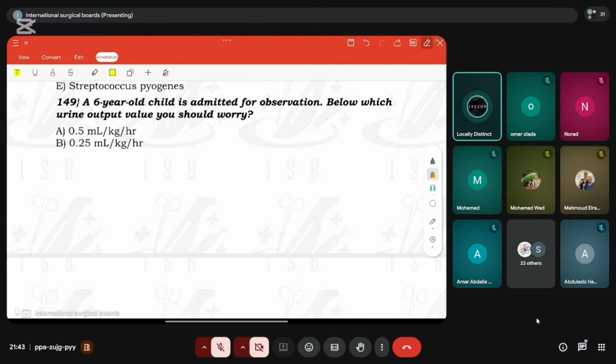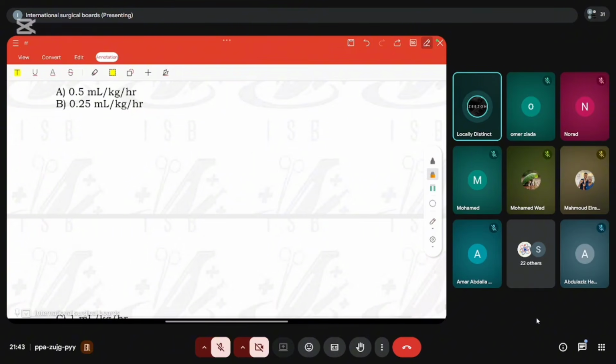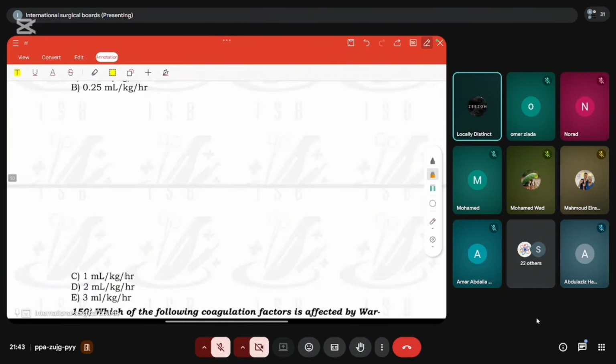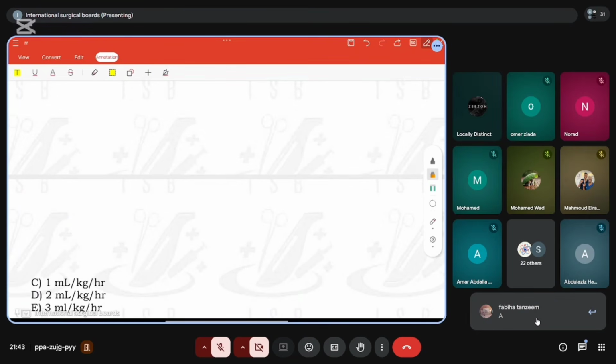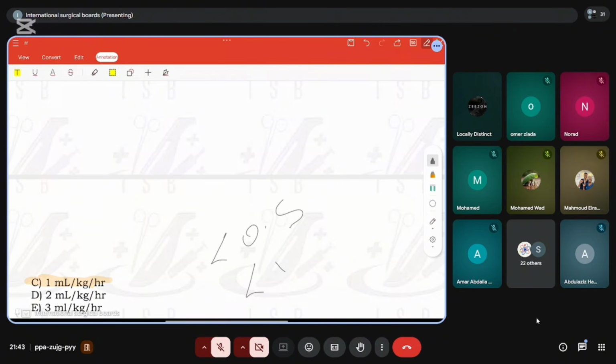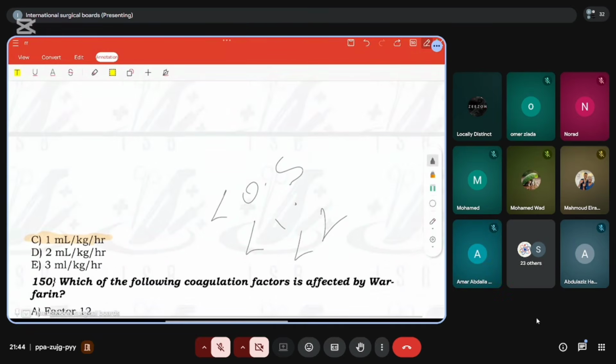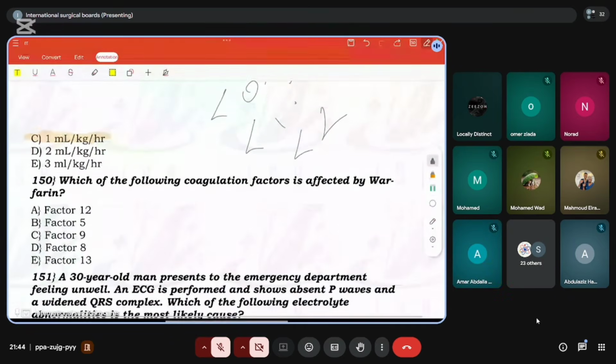A 6-year-old child is admitted for observation. Below which urine output value should you worry? In a pediatric, maybe I think 1 ml per kg per hour. Yes, that's true. So in adults, less than 0.5, in pediatrics, less than 1, in infants, less than 2. Okay, let's see the next one.